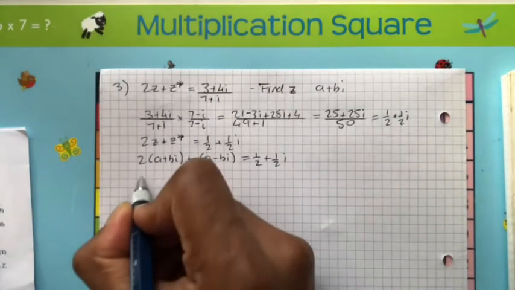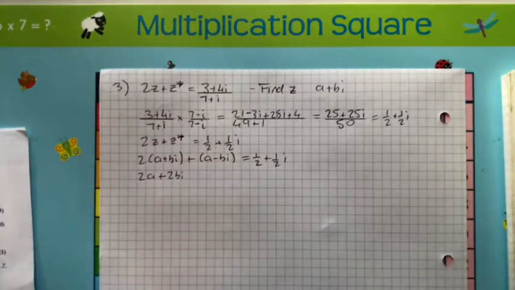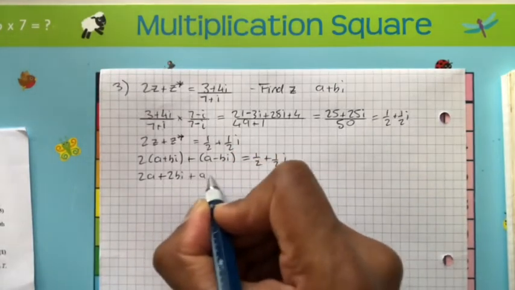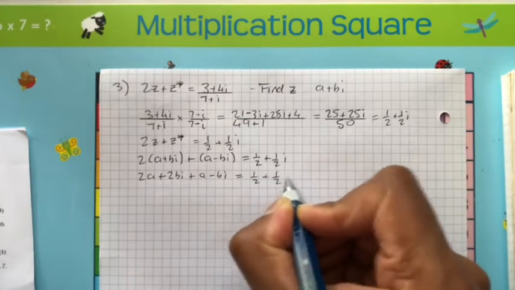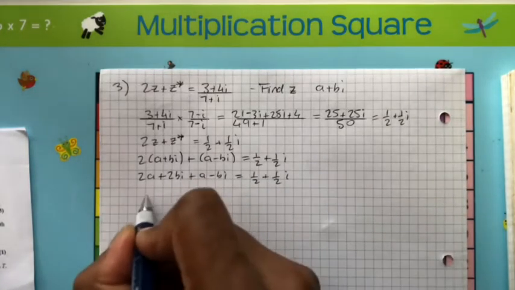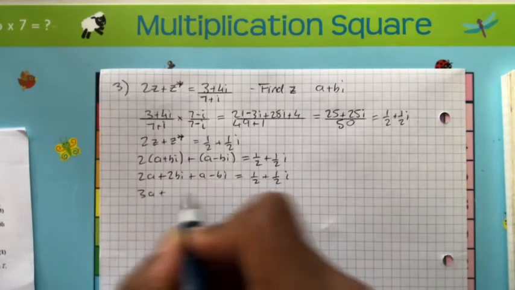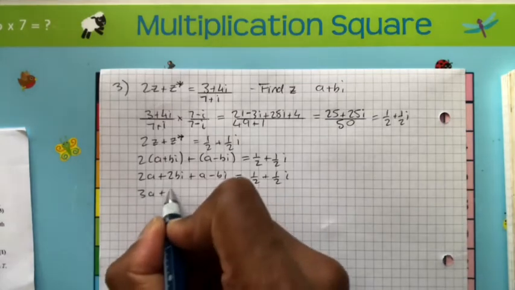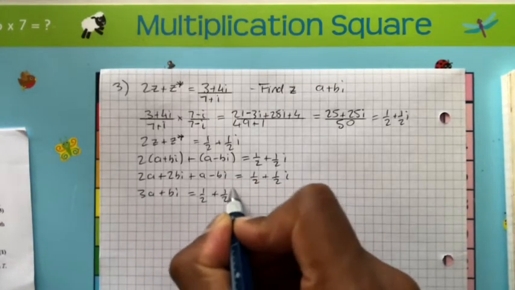So if we multiply that out, 2a plus 2bi plus a minus bi is equal to a half plus a half i. So let's bring some terms together. That gives us 3a, and 2b take away b is bi, equals a half plus a half i.